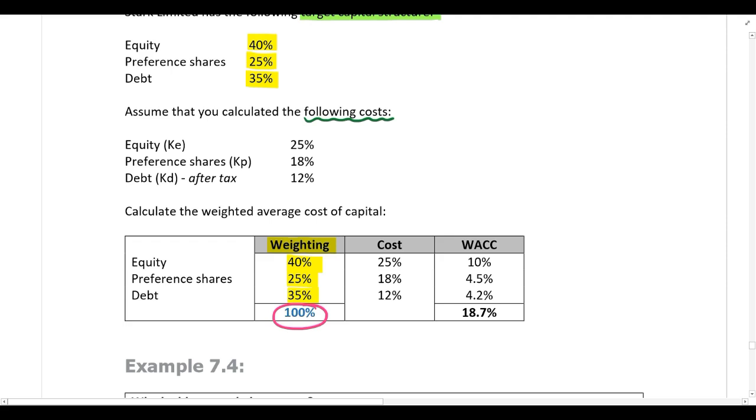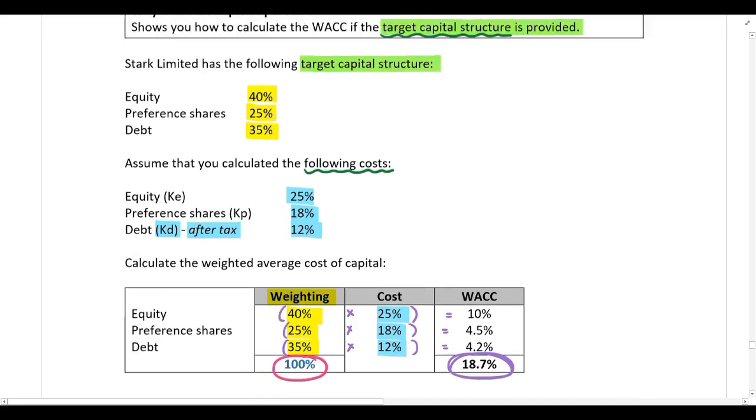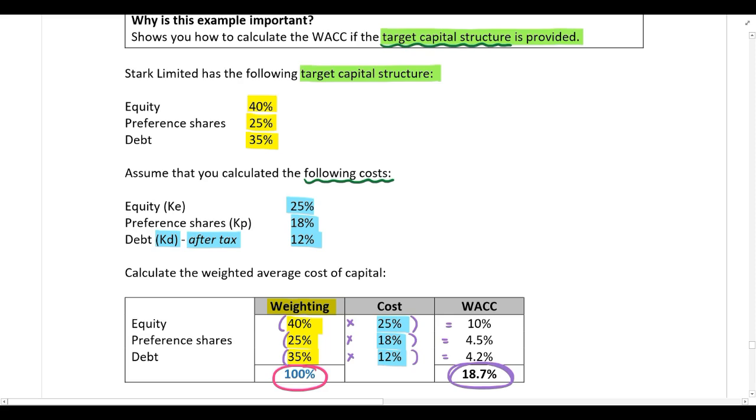That's very important. Then, this is such a simple calculation, guys. You take your costs from above. Remember, the cost of debt must always be after tax because interest is tax deductible. So you must use the after-tax cost. Then what you do is take the weighting and multiply it by the cost in order to get your WACC. Add everything together and you calculate your weighted average cost of capital. So guys, if the target capital structure is being provided, you use the target capital structure for your weighting.